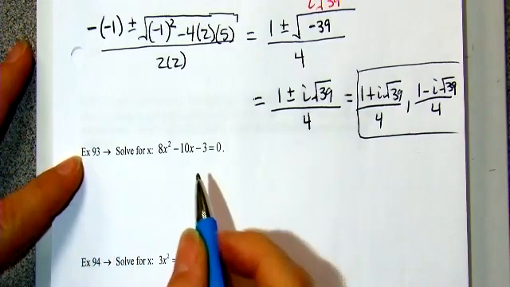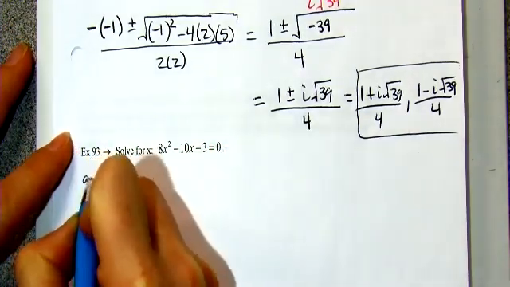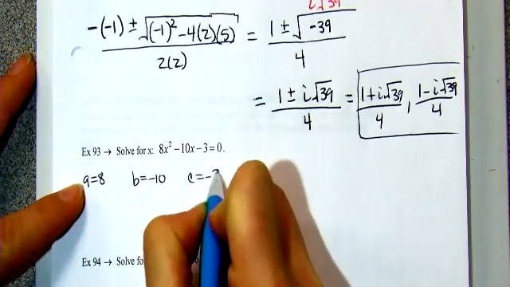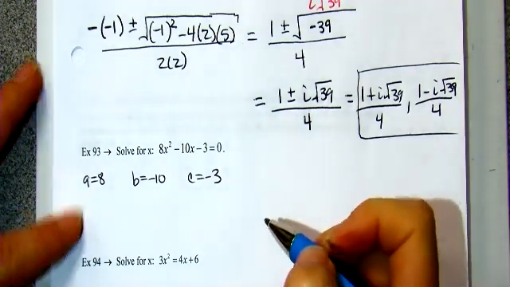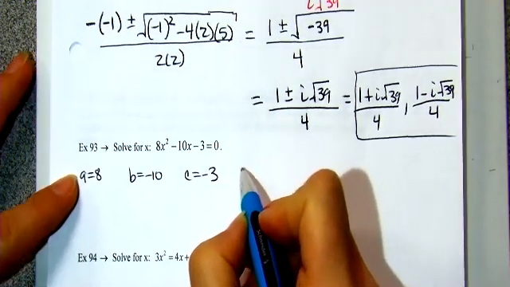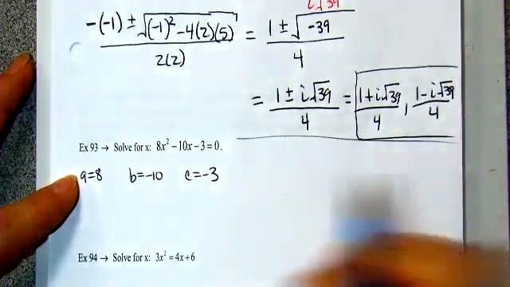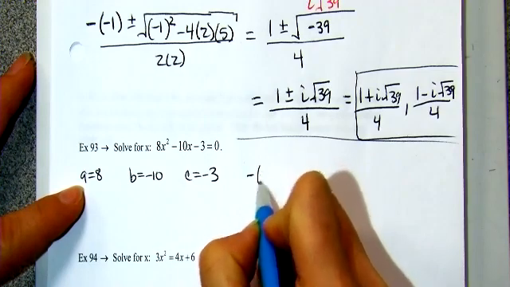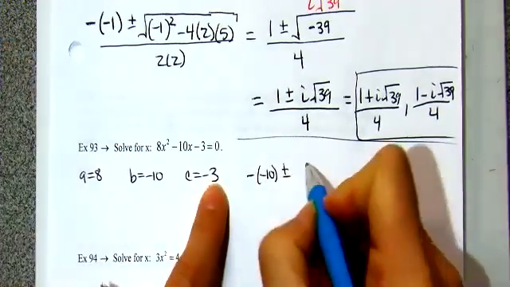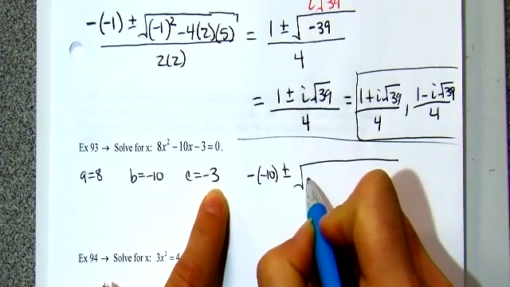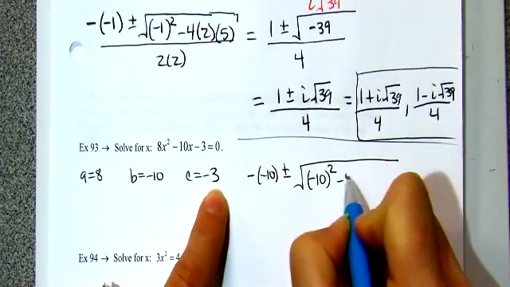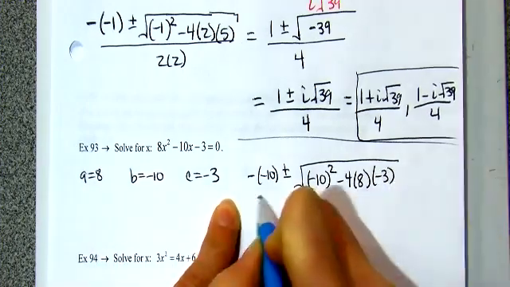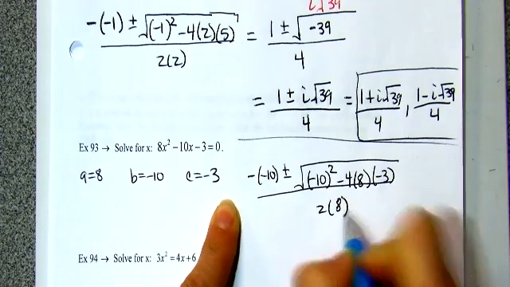93 is in standard form, so we can use that. A equals 8, B equals a -10, C equals a -3. So plugging that in, I'll draw a line there so I can keep some organization. So -b, and B was a -10, plus or minus the square root of B squared, so -10 squared minus 4 times A was 8, times C is a -3, all over 2 times A, and A is 8.